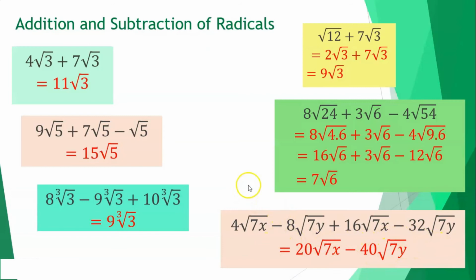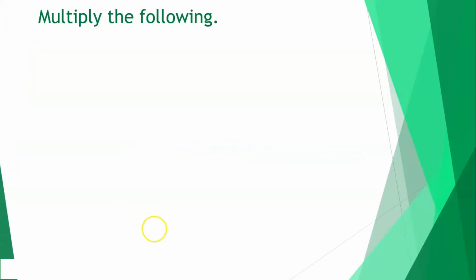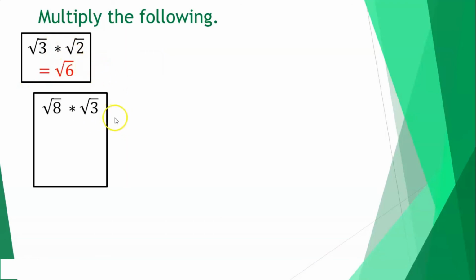So take note, that's how you add or subtract radicals. Now take note, in multiplying radicals, as long as their indexes are the same, you simply multiply the radicals. So for example, square root of 3 times square root of 2, that would simply be square root of 6. Another. Square root of 8 times square root of 3, that's square root of 24. But you can still rewrite 24 as 4 times 6, so that would be 2 square root of 6.